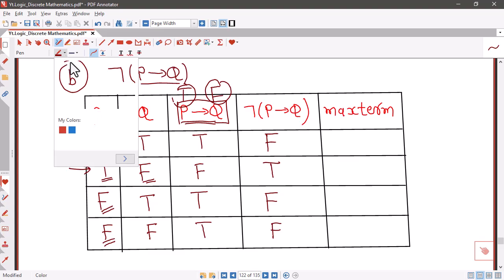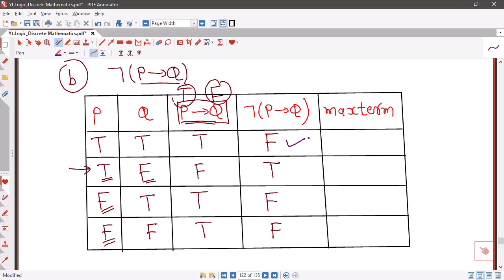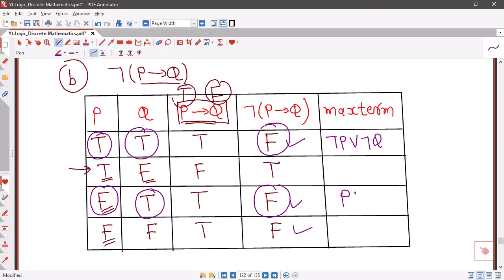Now to write down the max terms, we will concentrate on the false truth values. So here also I have three false truth values. For this one, both are true, therefore I will write negation p or negation q. Then for this false value, p is false, so we keep p as it is, and q is true, therefore we consider negation of q. Then for this one, both are false, therefore we will write p or q.